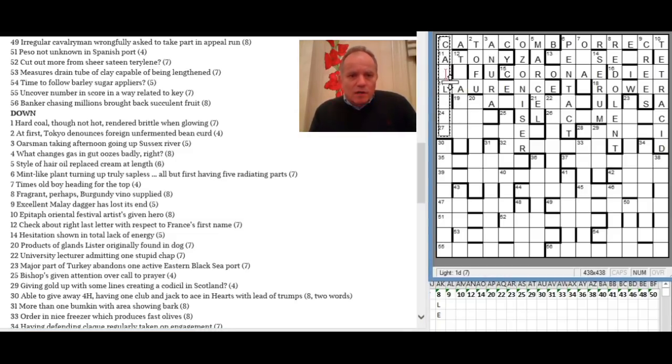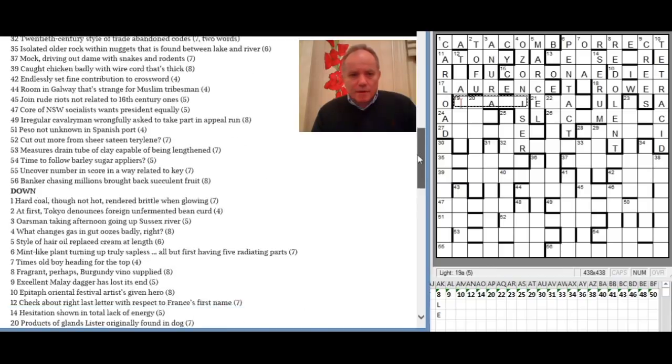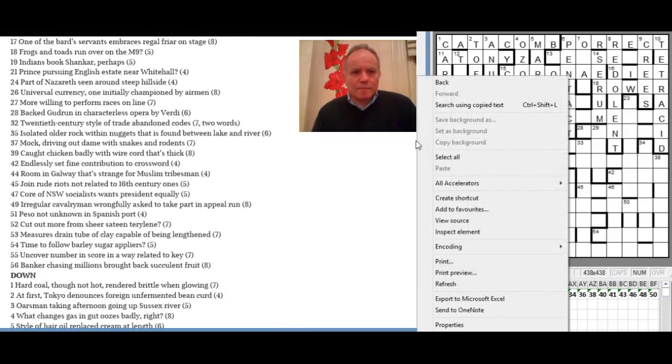One down again. Hard coal, though not hot, rendered. So take H out of hard coal. Render the whole thing. So mix it up. You get carload. Which I'm presuming is going to swap definitions with brittle when glowing. I'm not 100% certain about that one, but it is at least a genuine anagram.